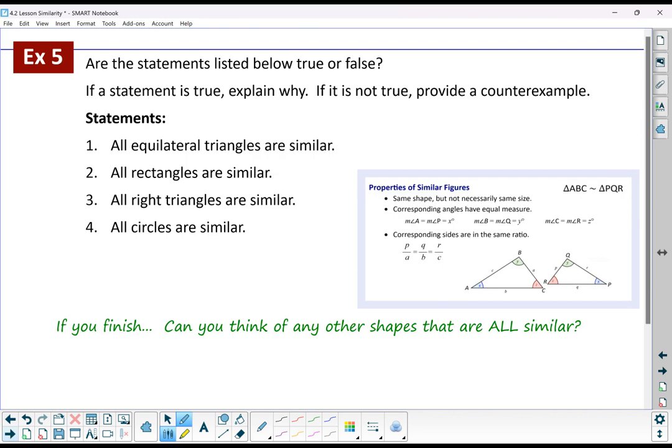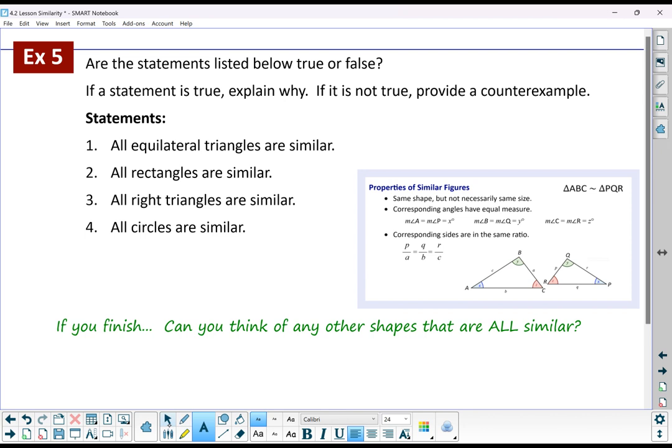Okay, this is the last example for the video. Are the statements listed below true or false? If it's true, try to explain why you know it's true, and if it's not true, try to give a counter example.